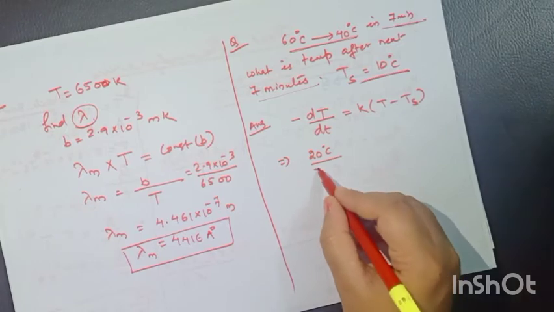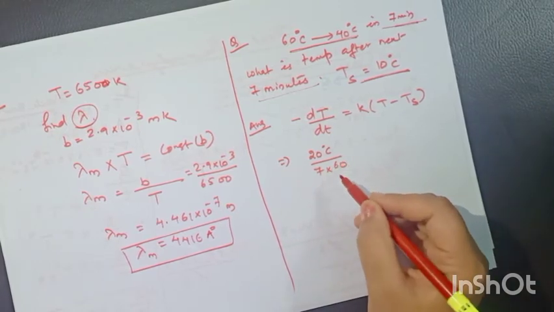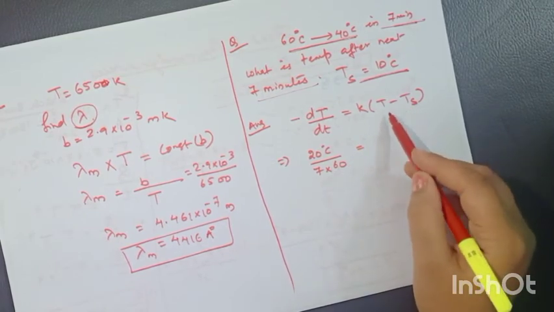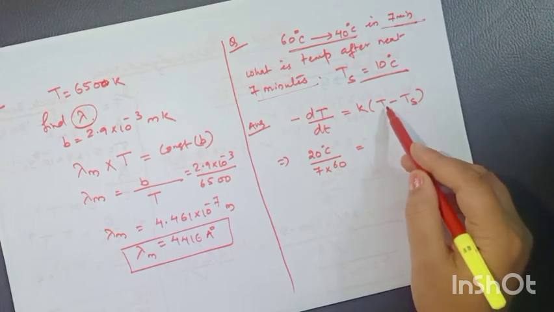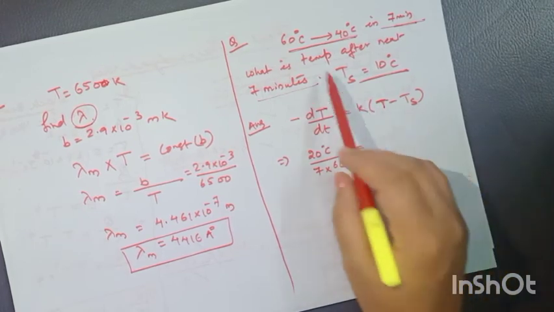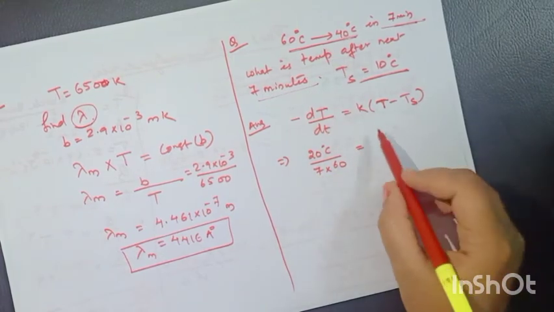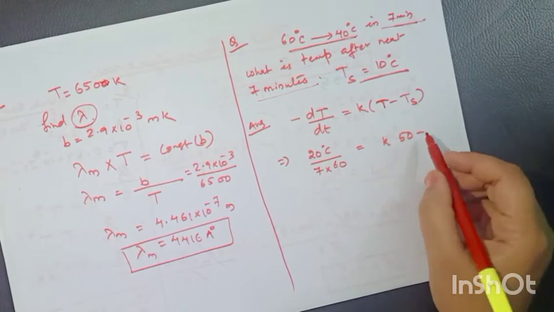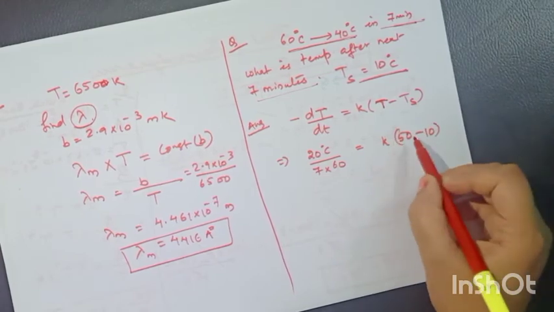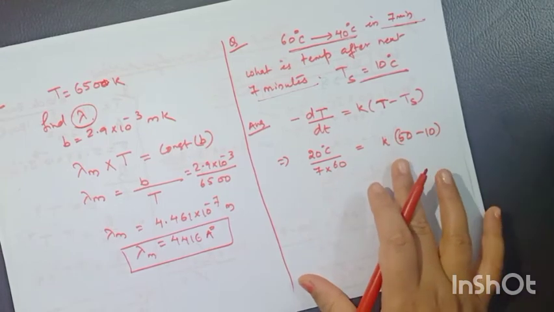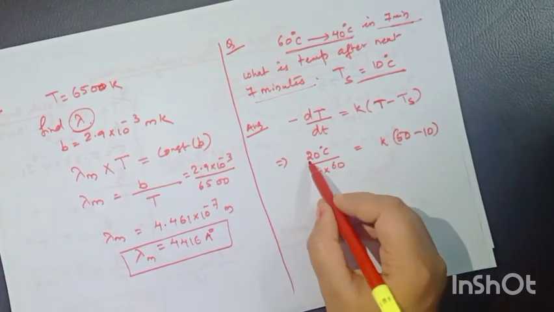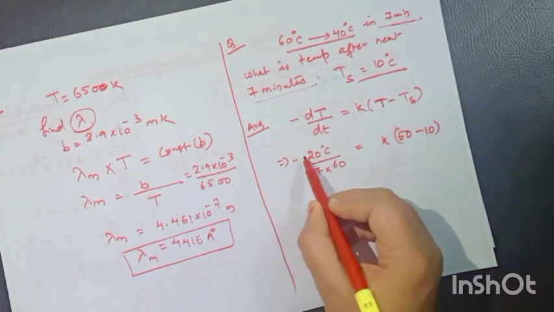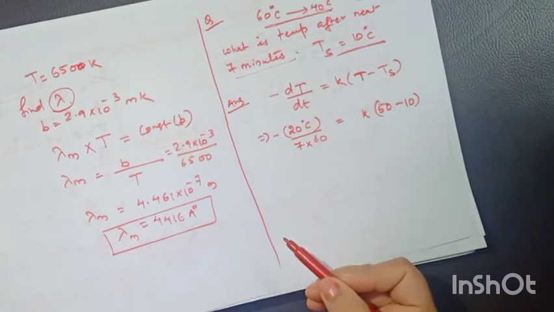7 minutes can be written as 7 into 60 seconds is equal to the change in temperature. The change in temperature is nothing but the average temperature of the body, that is 60 plus 40 divided by 2, that is 50 degrees. K into 50 minus the surrounding temperature, which is 10. So this is the value of K that we have found out, and this is nothing but the decrease in temperature, so we put a minus symbol here.